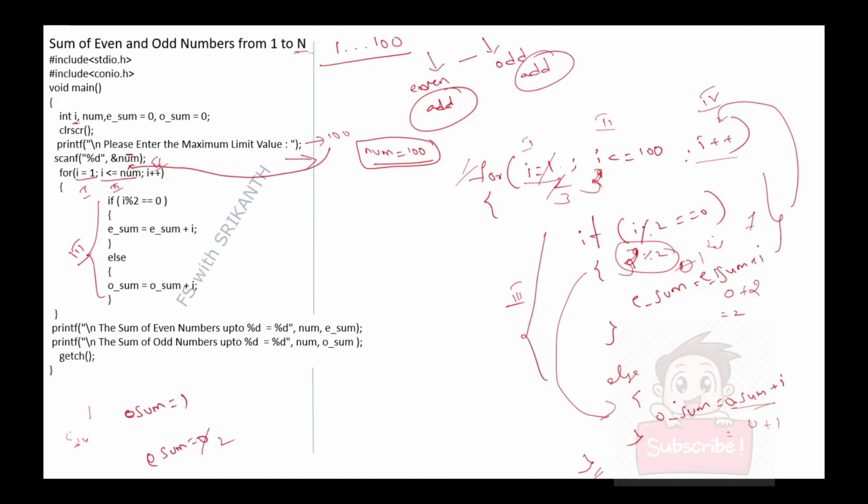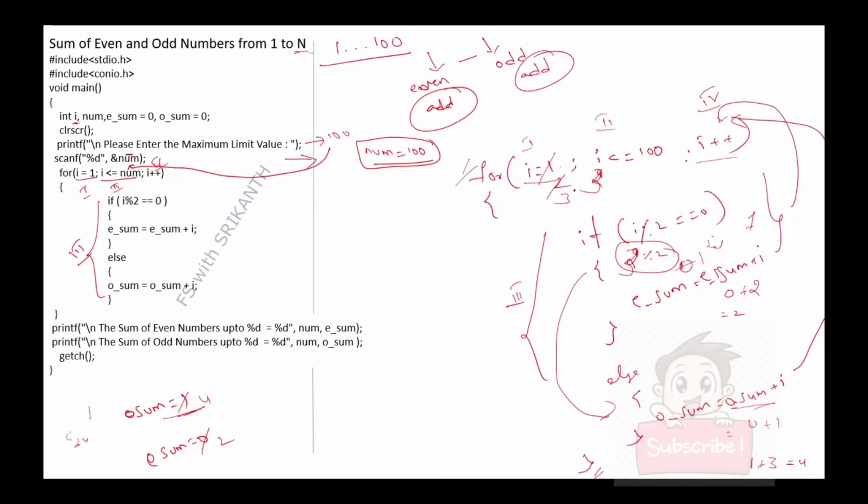What is the osum value? Already the osum value is 1. What is the value of i right now? 3. The i value is right now 3. So osum value 1 plus 3 equals 4. Right now osum is updated with 4. Then again the trigger is forwarded to the fourth block, i plus plus.